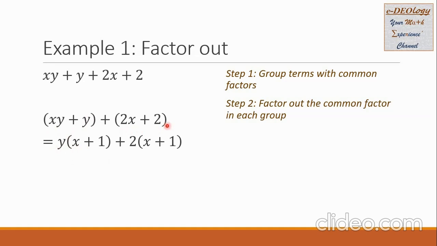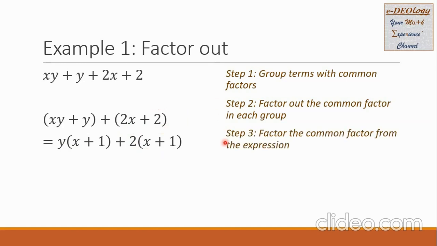In the second group, the common factor is the number 2. So I'm going to bring out that number 2, and what remains inside is the x plus 1. So checking again, 2 times x is 2x, 2 times 1 is 2. So I'm sure that this is the correct factors for the second group.